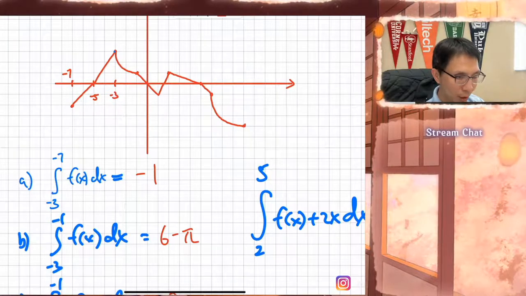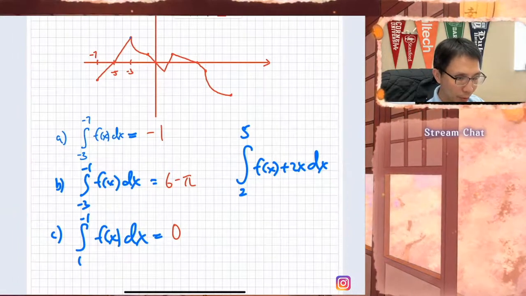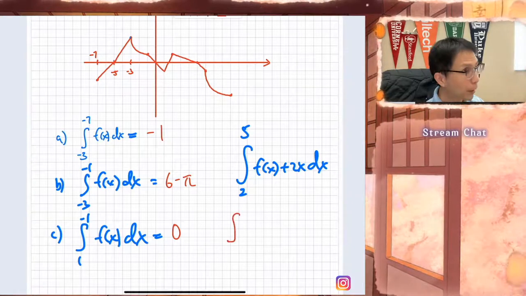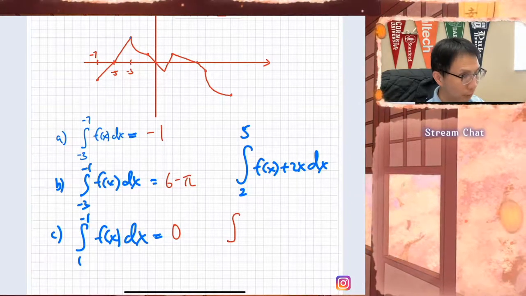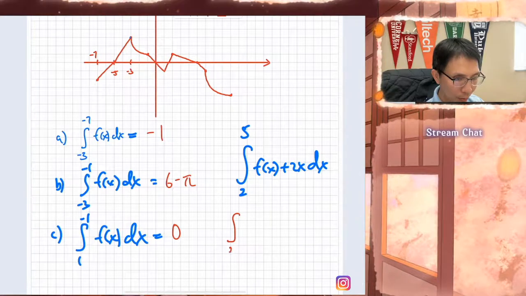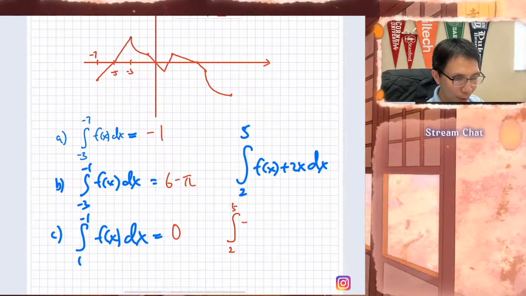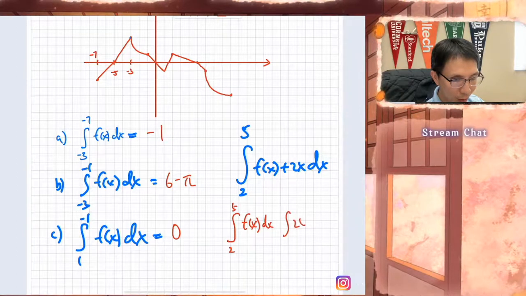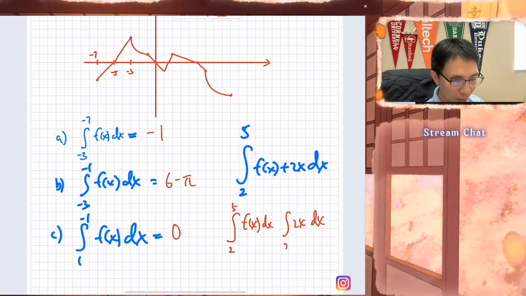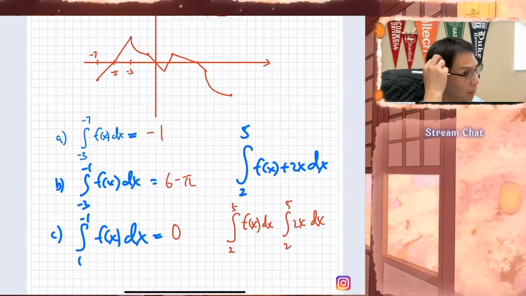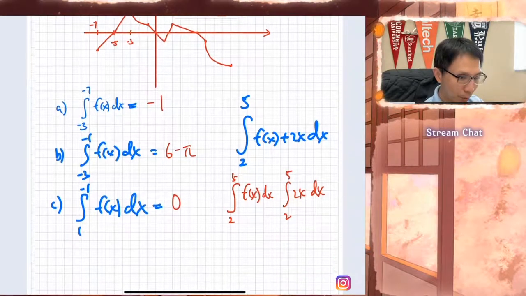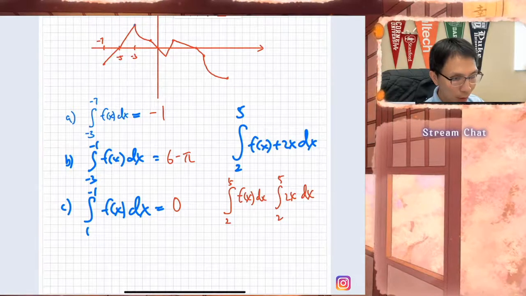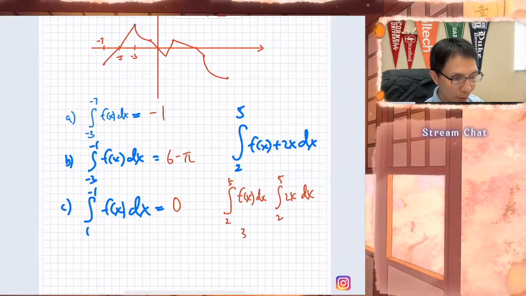So again, you still break this into two pieces. You should get 45 over 2. Oh, I got 15. So between 2 to 5 of f of x, right? And I'm going to add the integral of 2x dx between 2 to 5. Now, I didn't teach you how to take the integral of this, but we can still figure things out geometrically. In this case, 2 to 5 of f of x is going to be 3 over 2.